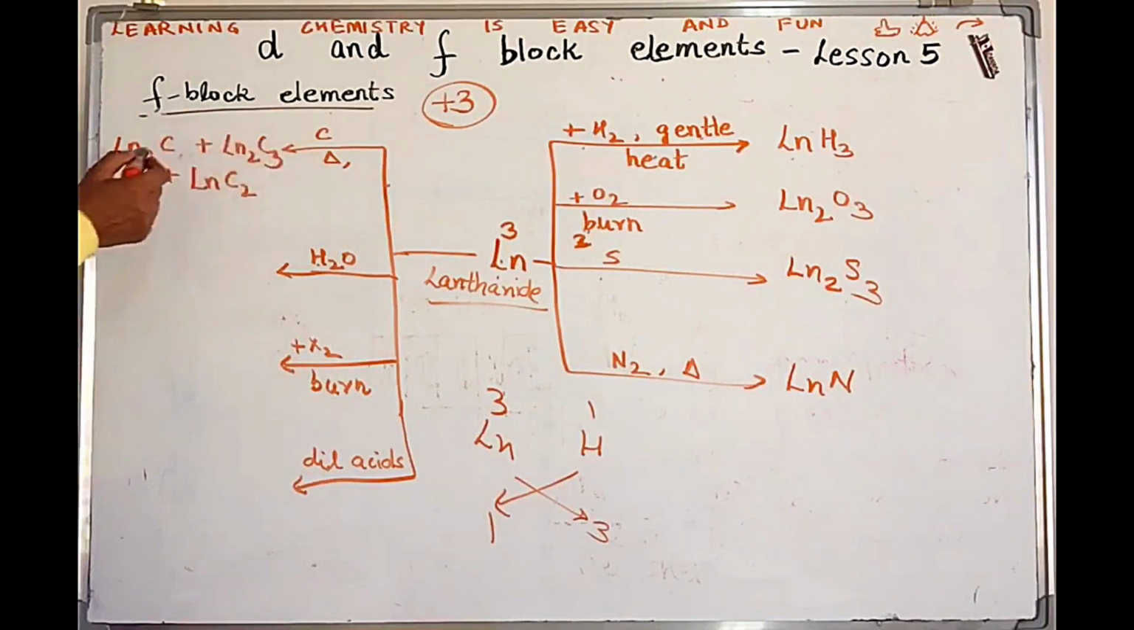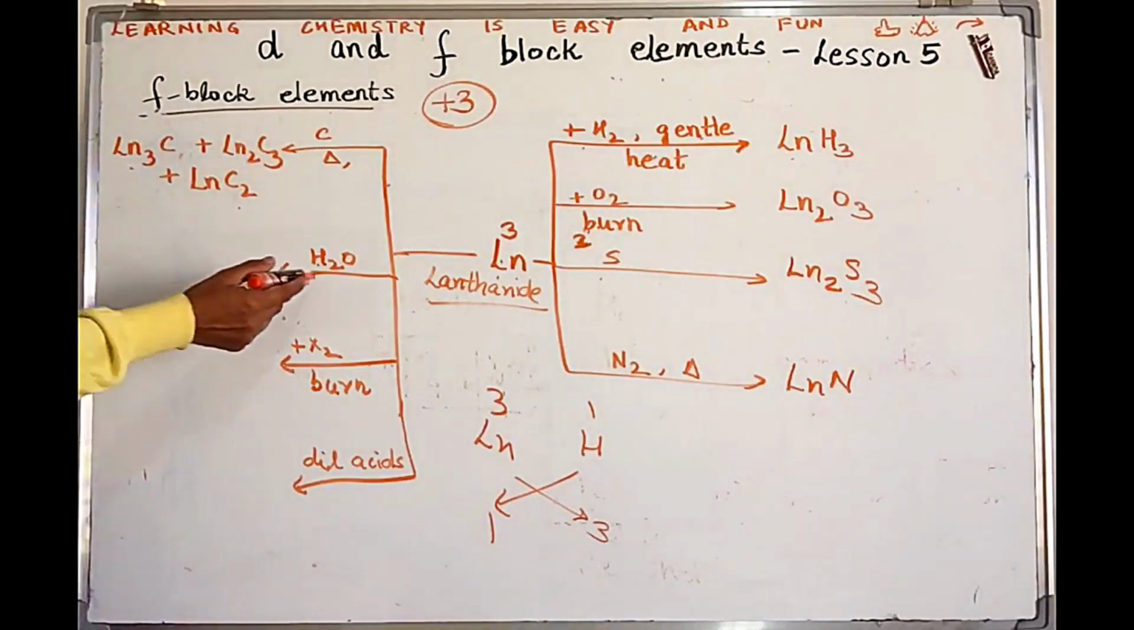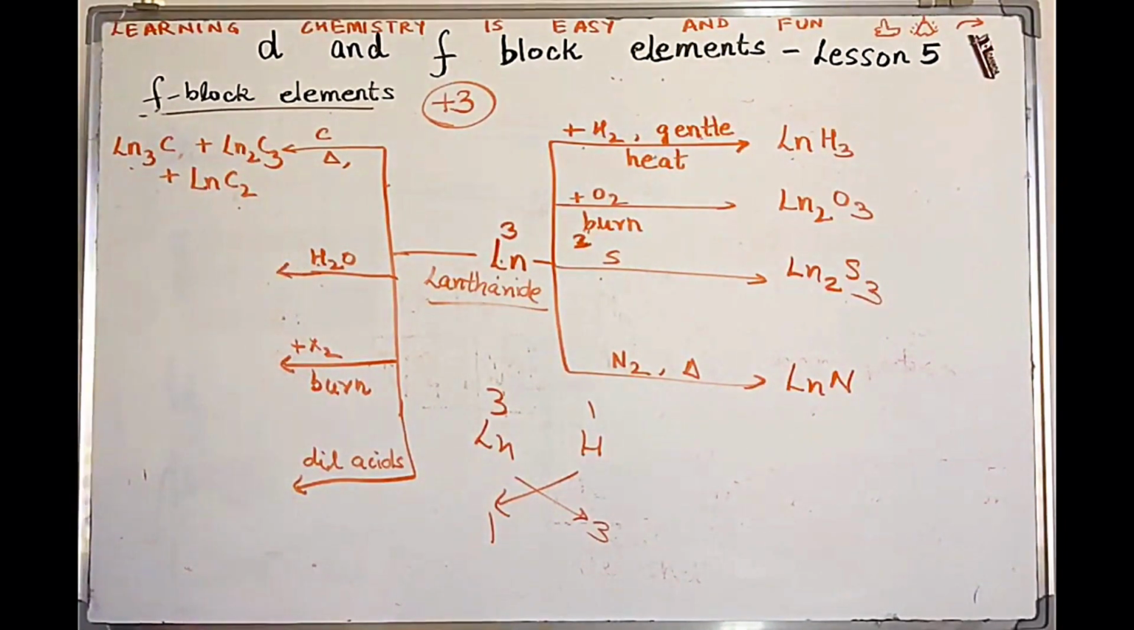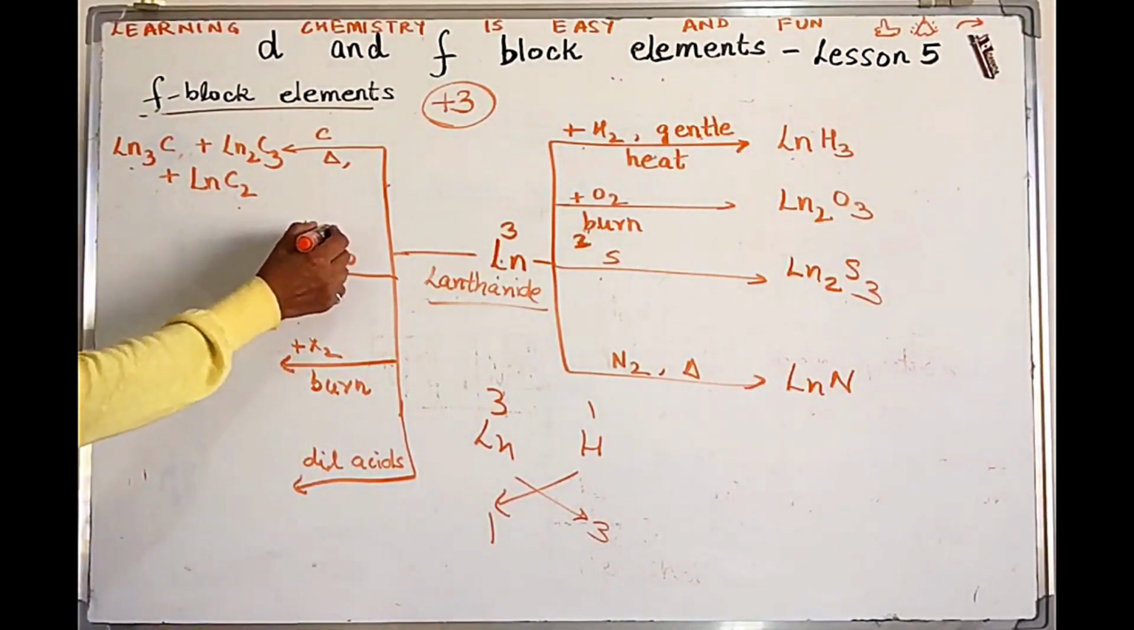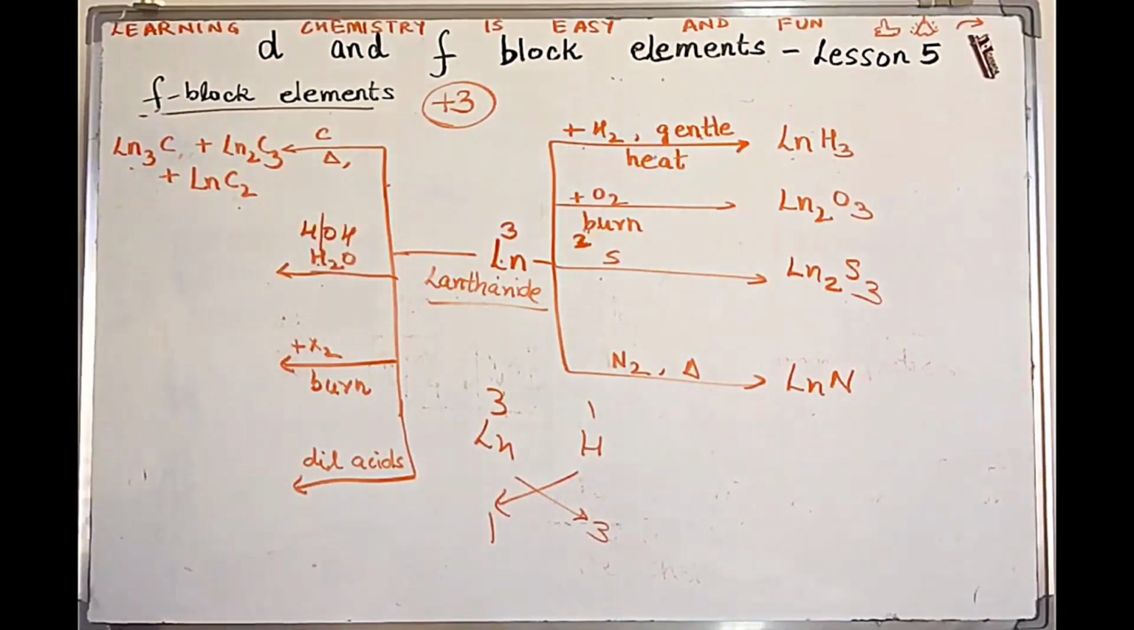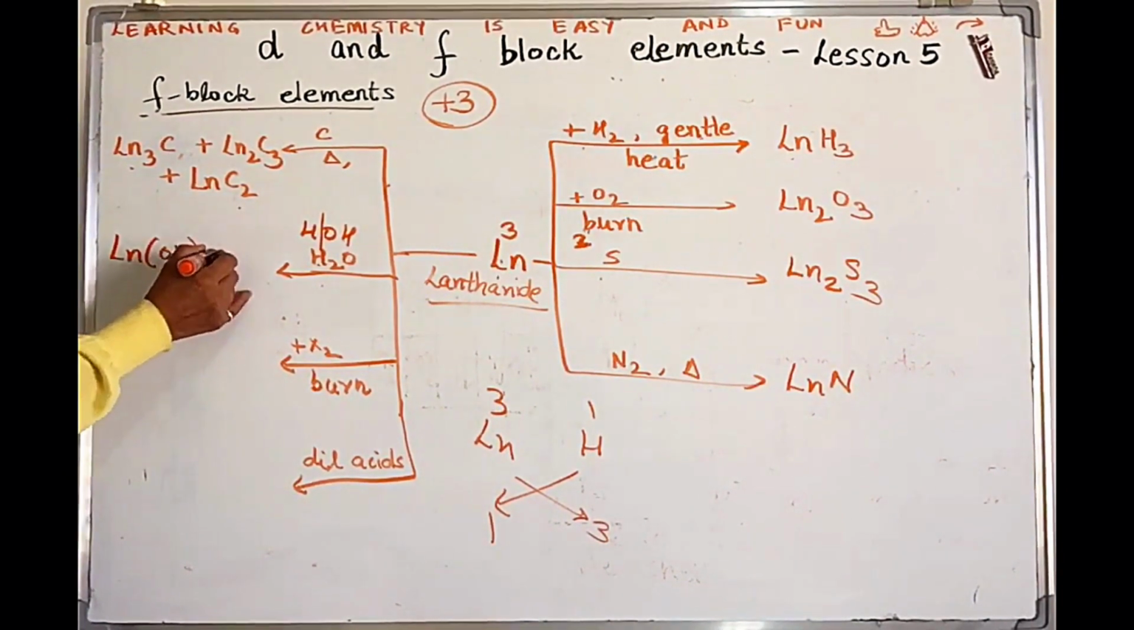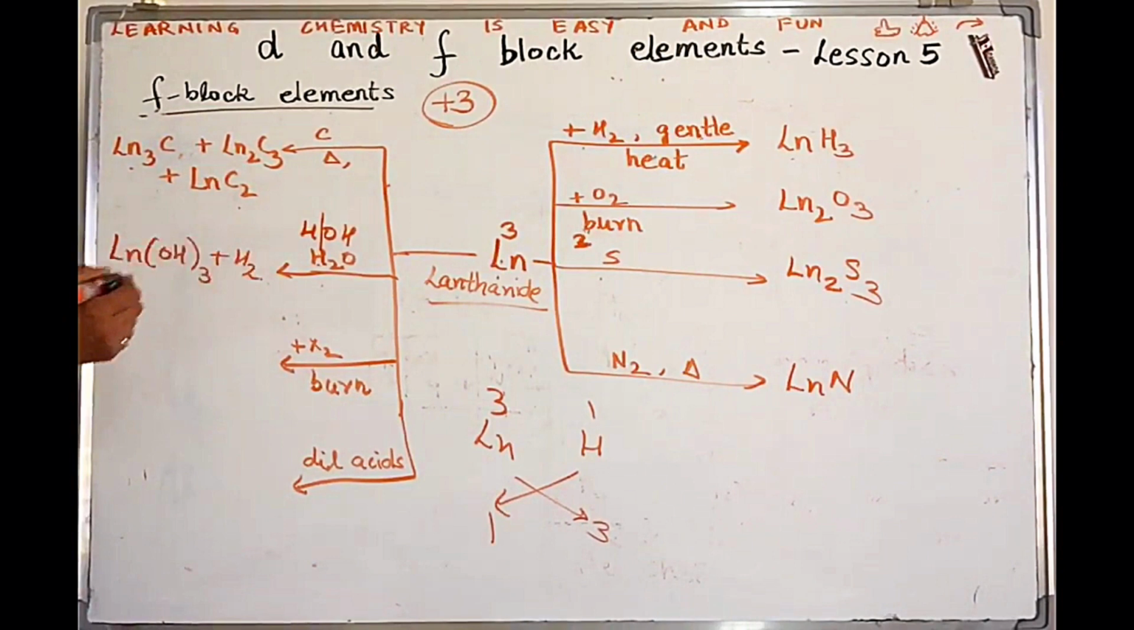With carbon, a series of compounds are formed which are listed. With water, what will be the product formed? Write the product formed with water. Go ahead, take it as HOH. Yes, it's a hydroxide, and hydrogen will be liberated here. It's behaving like a metal. Can you recall which metal we compared the lanthanides to? Very good, we compared them to calcium.